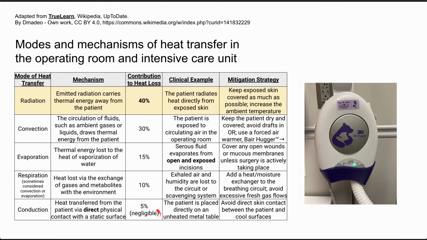Lastly, and this is the negligible contribution to conduction. This is heat transferred from the patient via direct physical contact with a static surface. This is how a patient loses heat, but it's a very small amount of heat. And if they're, for instance, touching an unheated metal table, they might lose a little bit of heat from conduction. One way to avoid this is to just avoid direct skin contact between the patient and cool surfaces, like cool metal surfaces. It's helpful to walk through the progression of temperature changes under general anesthesia to sort of understand how these contribute in a standard procedure.